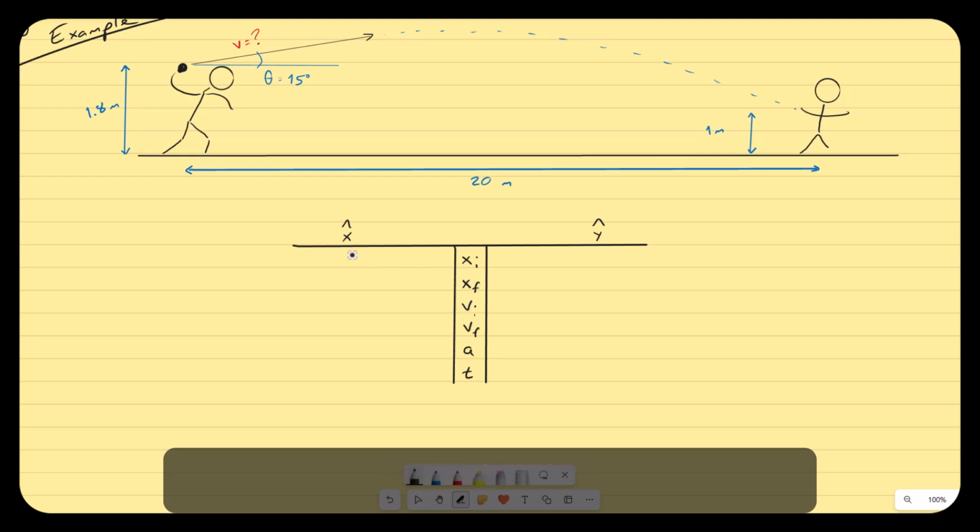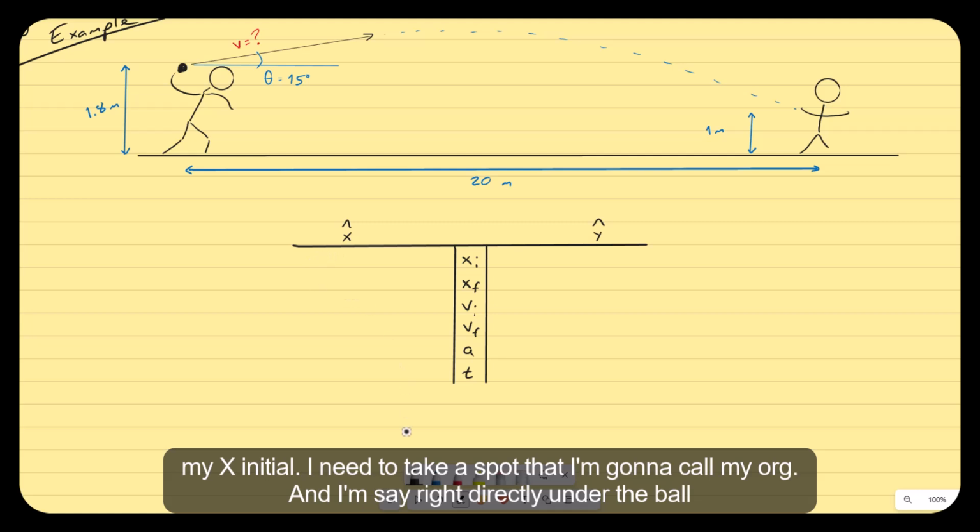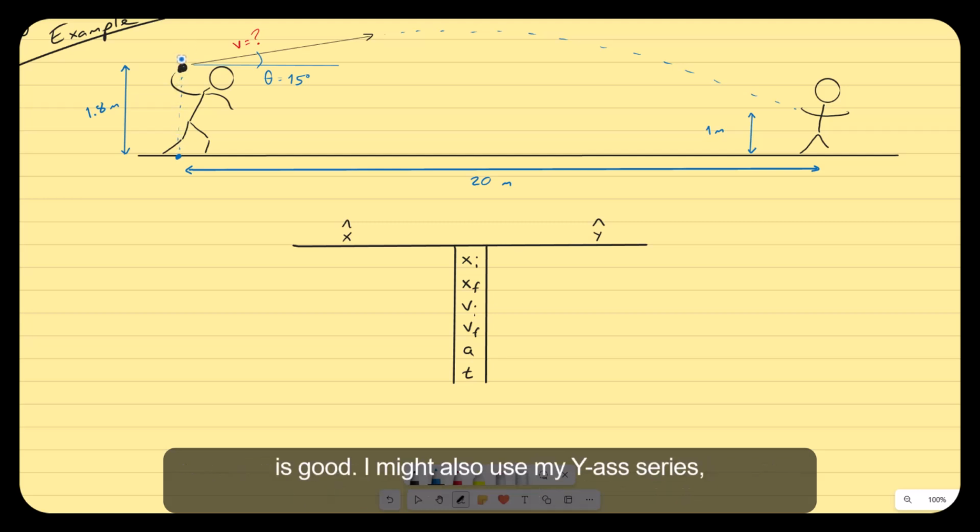It's unusual. My X initial, I need to pick a spot that I'm going to call my origin, and I'm going to say right here, directly underneath the ball, is going to be my origin. So here's my Y-axis, here's my X-axis, which means my initial X position is 0. My final X position is going to be 20 meters. My initial velocities, I'm going to skip for just a moment. My acceleration in X is 0. My time I don't know.